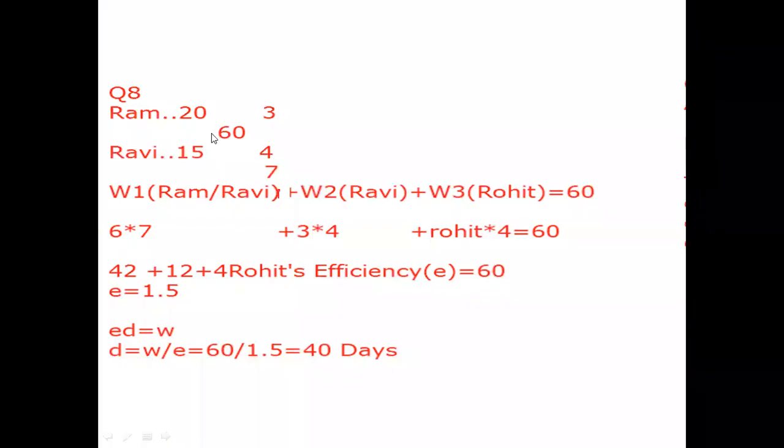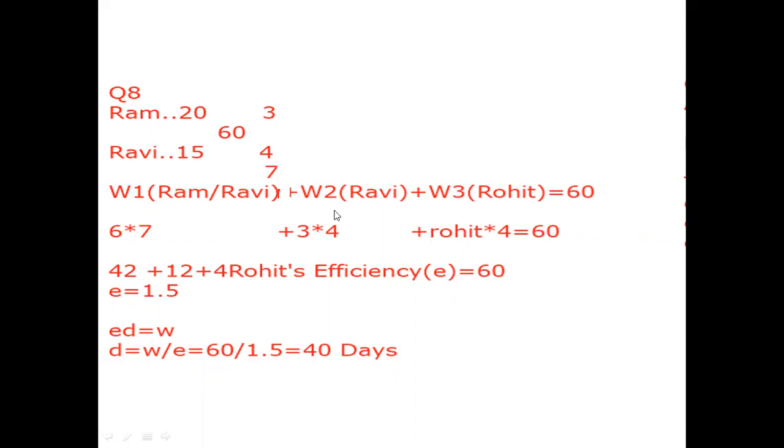See, just try to understand like this. Initially, Ram can do the work in 20 days. Ravi can do the work in 15 days. Just find the LCM of 20 and 15, you're getting 60. Divide 60 by 20, you're getting 3. Divide 60 by 15, you're getting 4. So this is the total efficiency, 7. Now, total work we know is 60.